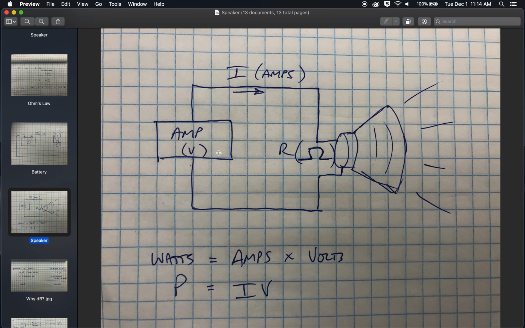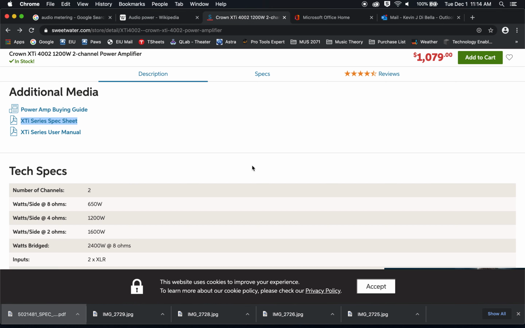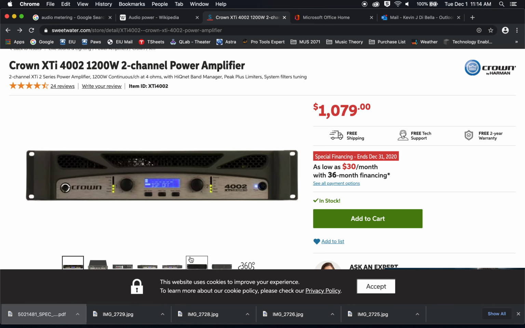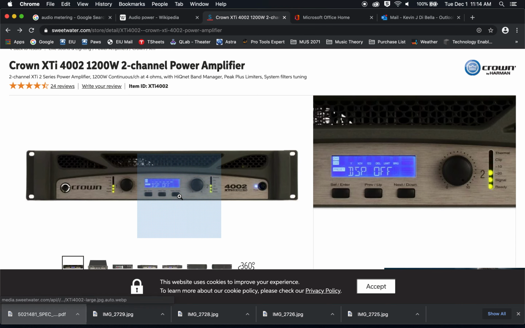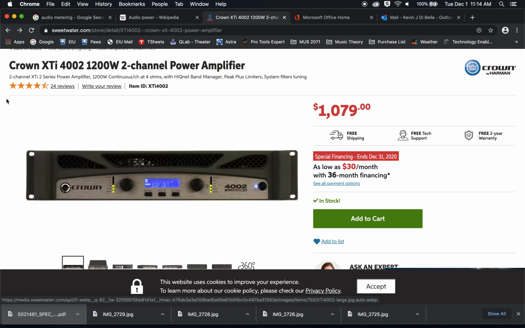Let's see, I guess that's kind of it about that. Let me show you a little. So here was an amp I was looking at. This is a 2-channel amp that each channel can supply 1200 watts, right? But you wouldn't want to run this amp at 1200 watts on 2 channels continuously.